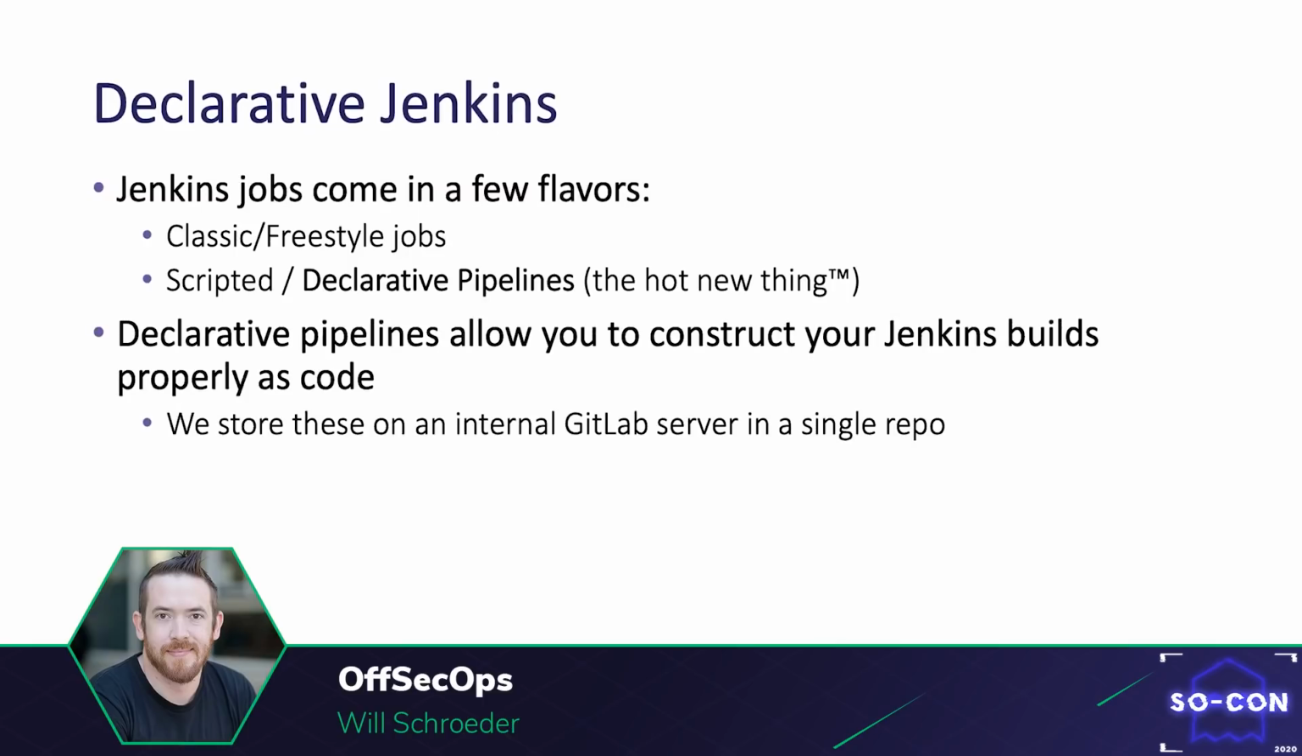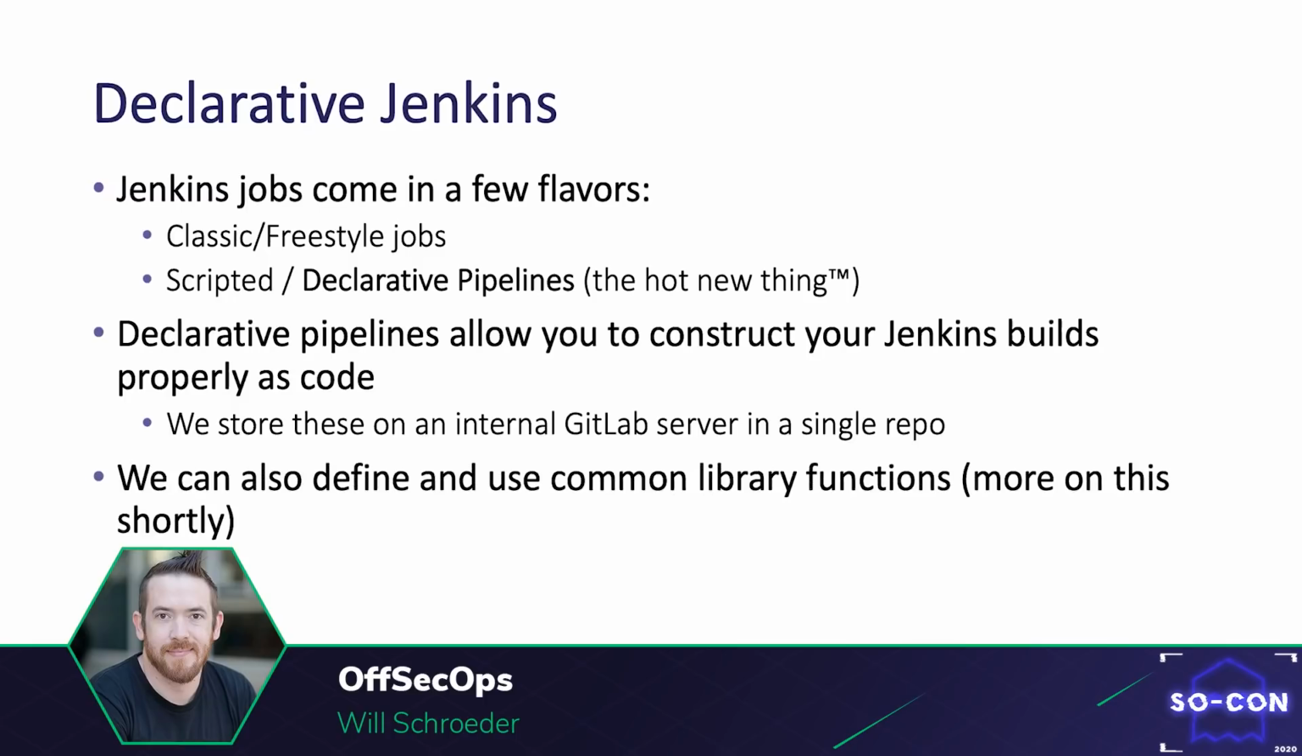So what does this mean? These are essentially just pipelines as code through a specific language. And they allow you to construct your Jenkins builds properly as code that you can then store on some kind of SCM, for us, internal GitLab, into a single or multiple repos. You can also define and use common library functions through Declarative Jenkins, which we'll talk about here in a second.